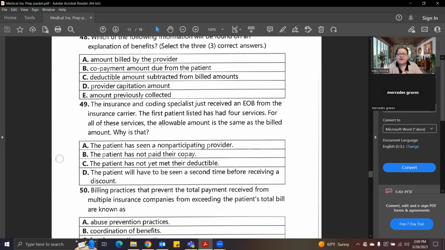When a provider is under contract, they agree with the insurance company. They sign a contract that states what they're going to charge for certain services, or sometimes it's a percentage, sometimes it's a set amount. It just depends on the insurance company and the provider and what kind of agreement they come to. But if they are not under contract, then they're allowed to charge their full fee. So if the allowable amount and the billed amount are the same, then more than likely that provider is not under contract and is non-participating in that patient's plan.